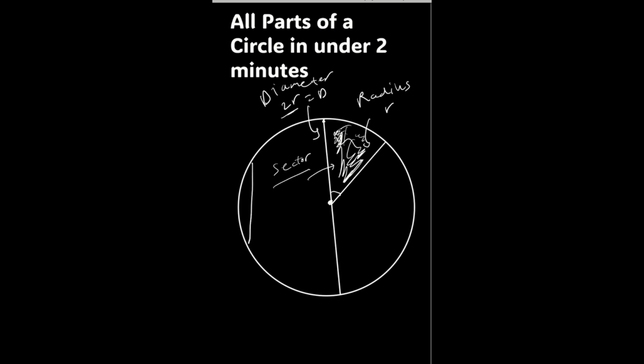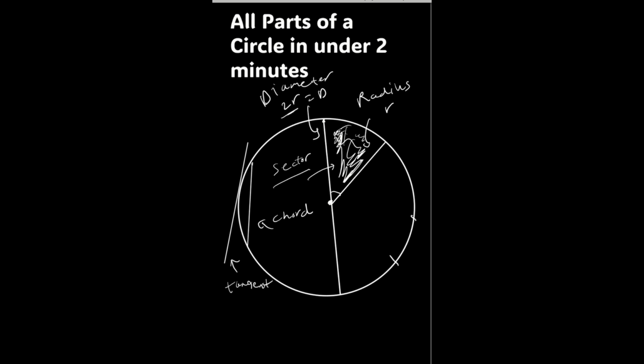You can see a chord here. This is called a chord, and it's a line that goes from rim to rim without passing through the center. And you can see a tangent, which is a line that barely touches the circle. This is called a tangent.